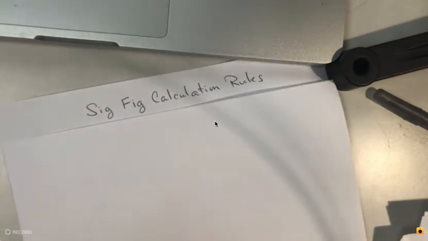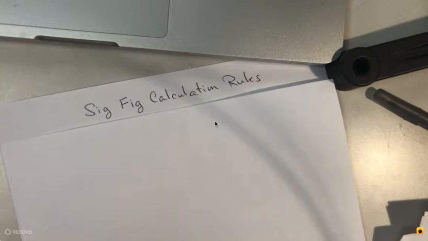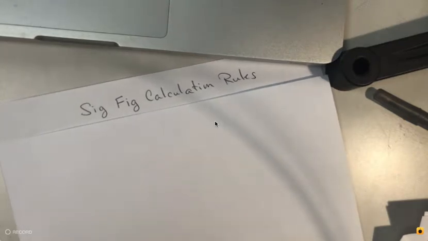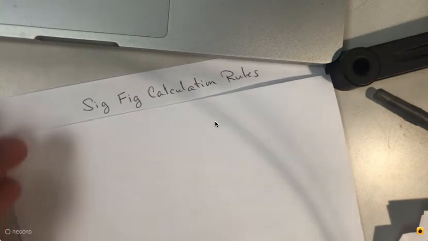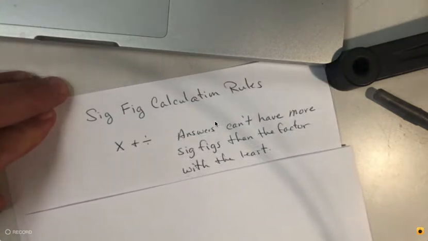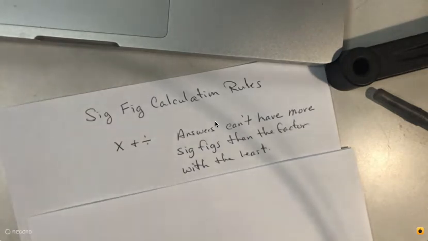So today in class, we learned about significant figures, and I posted a video about how to identify significant figures. And I promised I would put one together about calculating math problems based on significant figure rules. So the significant figure calculation rules are: when you multiply and divide, answers can't have more significant figures than the factor with the least.